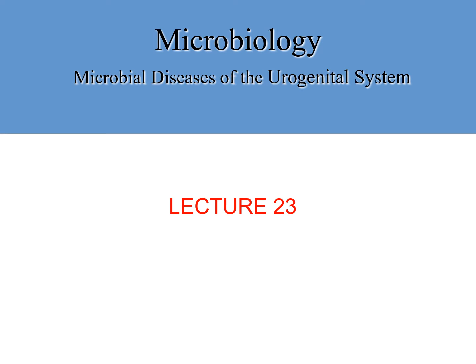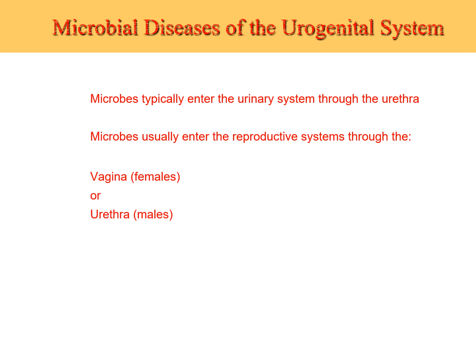All right, this is lecture 23, Microbiology. We're going to start with diseases of the urogenital system. Now, for the urogenital system, microbes typically enter through the opening of the urethra, where the urethra opens to the outside.